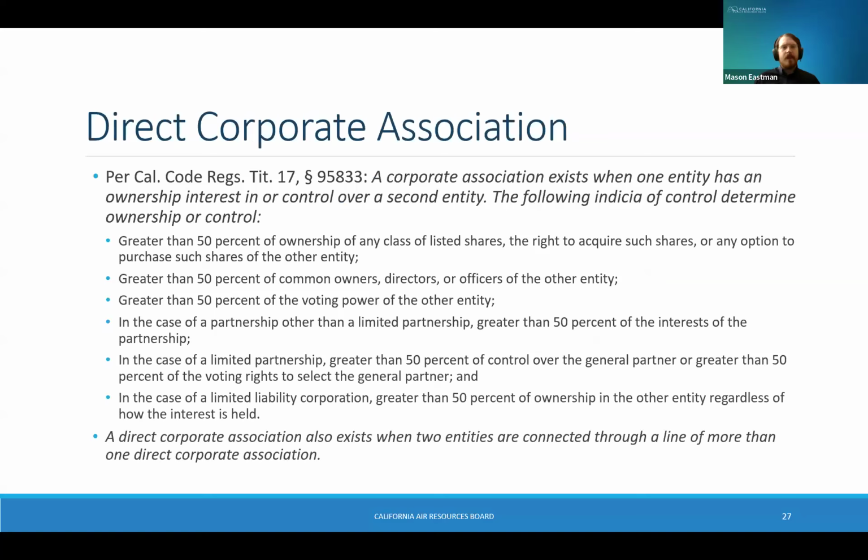Thank you, Salvador. A corporate association exists when one entity has an ownership interest in or control over a second entity. This slide lists the situations that determine ownership or control. A direct corporate association also exists when two entities are connected through a line of more than one direct corporate association. Harmonizing with the Cap and Invest regulation continues existing CARB practice while allowing significant flexibility for covered entities.